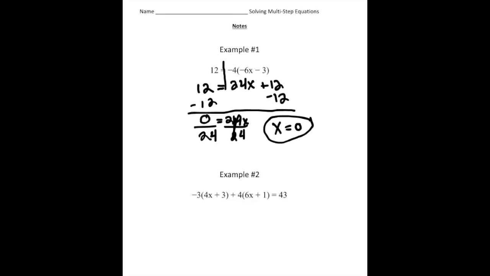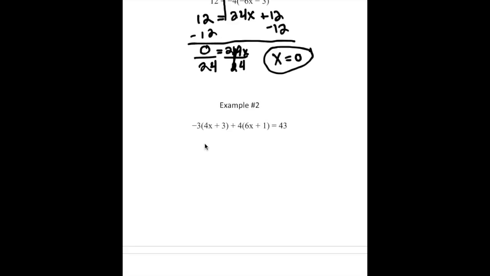All right, example number 2 is a little more challenging because look at the left-hand side here. There's a lot of steps. So I'm going to use a different color for this one. So step number 1, we have to distribute the negative 3 to the 4x and then also the positive 3. So negative 3 times 4x is going to be negative 12x. And then negative 3 times positive 3 is negative 9. And then plus, now we can distribute the 4 to the 6x and the 1. So 4 times 6x is 24x. Plus 4 times 1 is 4, which equals 63.